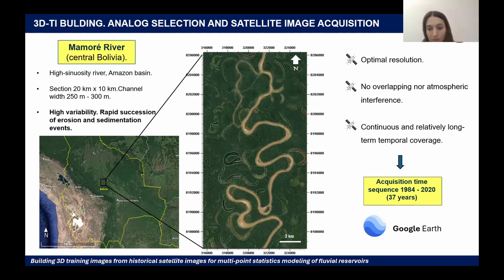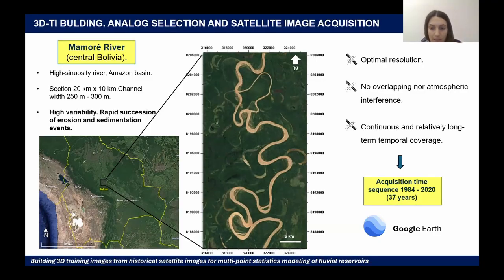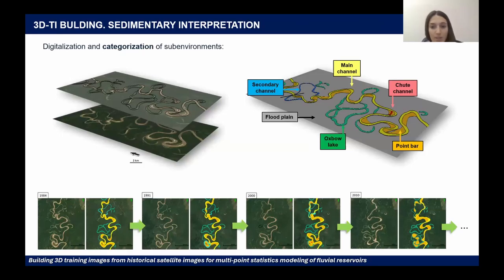So in our case, after considering these criteria, we selected a section of the Mamore River in the Bolivian Amazon basin, for which 37 years of images were available. Once the images were acquired from the satellite imagery source, in our case Google Earth, we systematically digitized all the images from the sequence, identifying the different subenvironments of sedimentation. This way, we individualized geobodies that build the sedimentary architecture of the fluvial system.